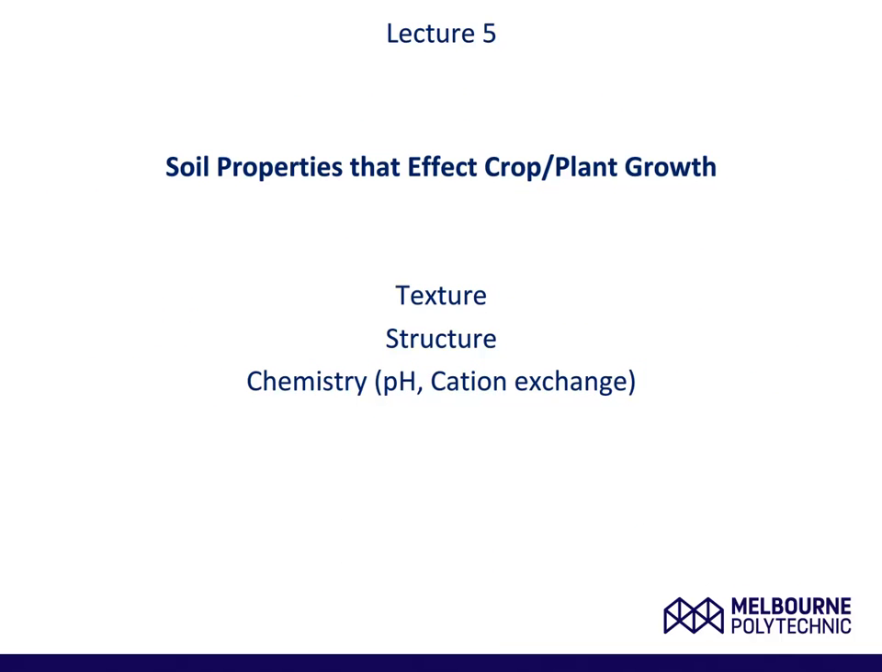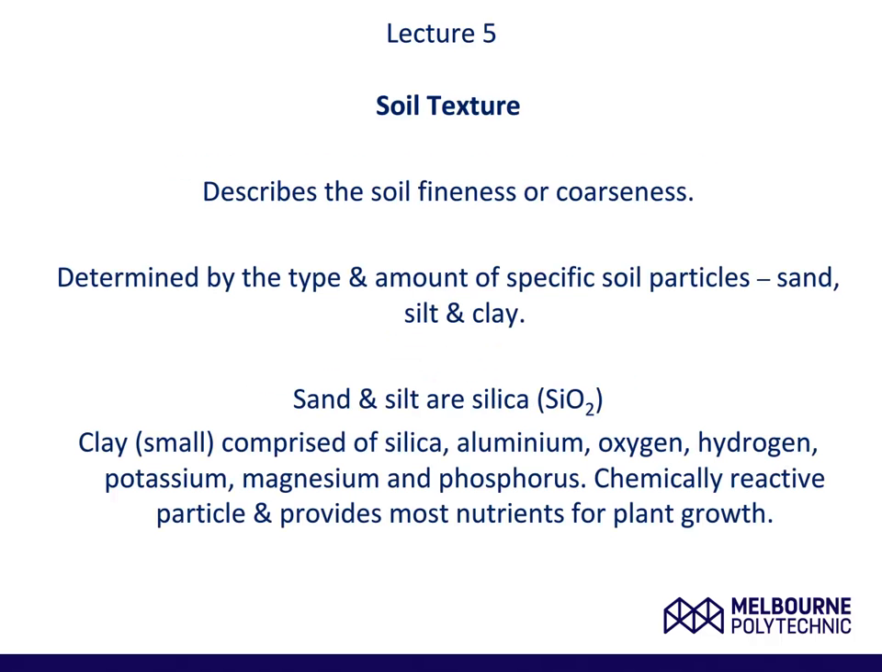Let us now look at the soil properties that affect plant growth and crop growth: texture, structure, and chemistry of the soil. That is, such things as pH and cation exchange. Soil texture defines the soil fineness or coarseness. A soil can be very fine or very coarse, or somewhere in between. It is determined by the type and the amount of specific soil particles. These are sand, silt and clay.